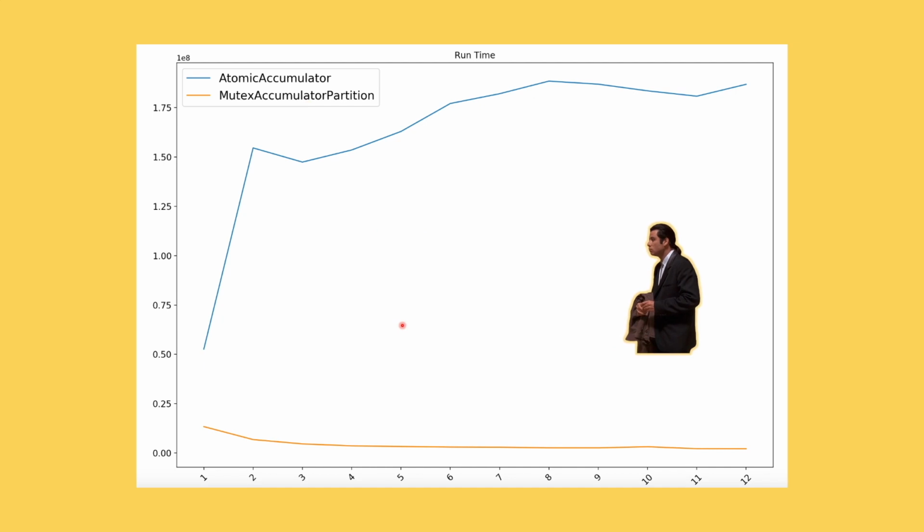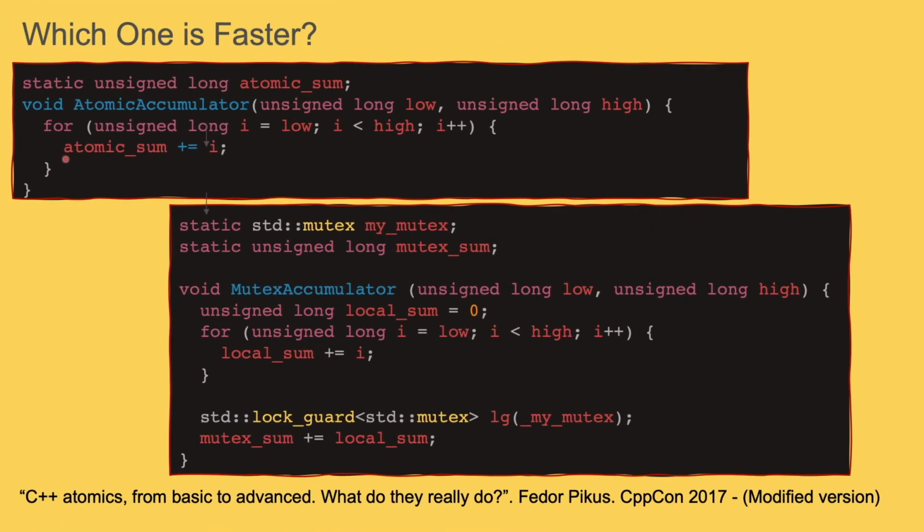Now, why is this happening? Let's go back to the code and see what exactly is happening here. In the atomic implementation, we access the atomic global variable each time in the loop, and that's a lot of accesses. However, in the mutex implementation, you first count in a local variable, so you don't lock or unlock, and no thread will wait for another thread in the critical section.